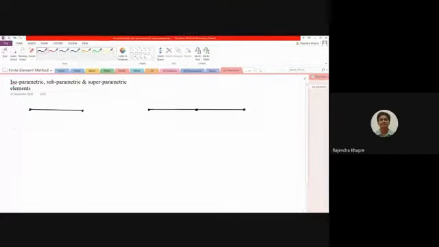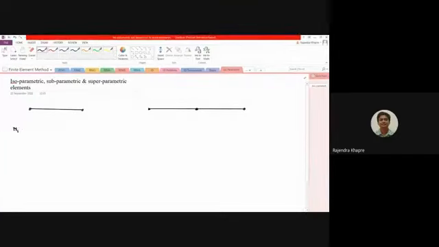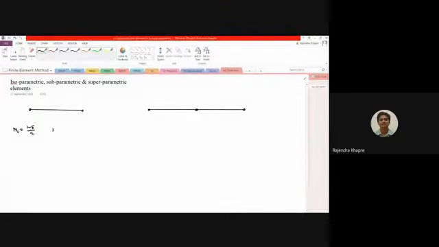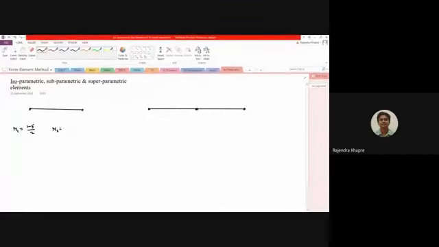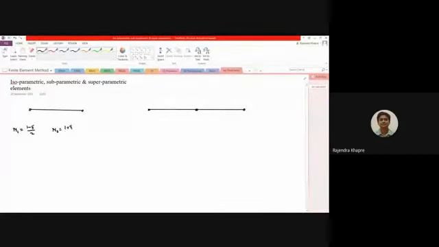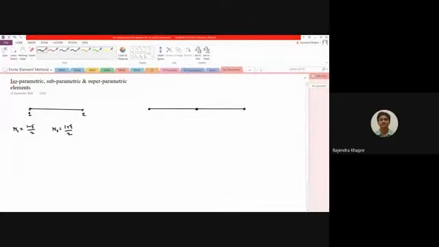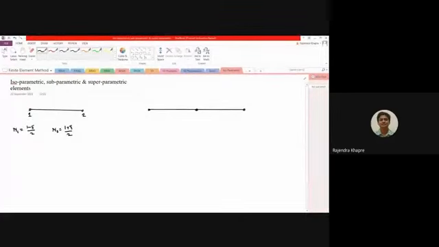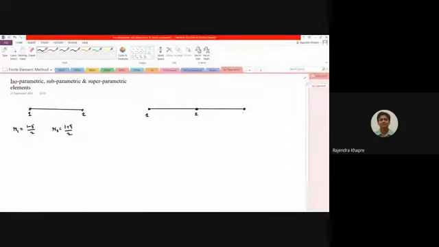Here the n1 value, as we have seen in the previous class, the expression is something like (1 minus xi) by 2, and your n2 value will be something like (1 plus xi) by 2. So like I said earlier, this is node 1 and this is node 2. But for this element, we have three nodes, so you will have n1, n2, and n3, that is three shape functions.